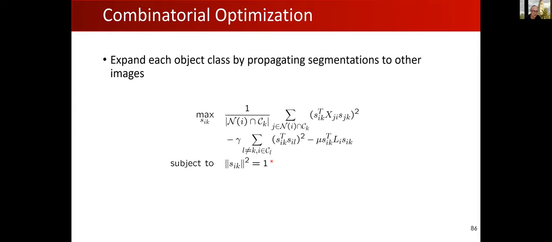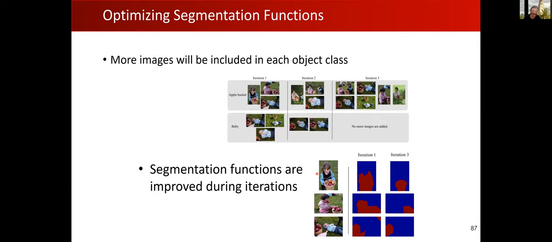This is the combinatorial optimization, where essentially if an image I does not contain class K, but if its neighbors do, then we push the neighbor functions for class K to the image I, combine them, and at the same time try to stay consistent with segmentation cues and the orthogonality condition that I mentioned. So essentially, as the iteration proceeds, each image gains more and more classes, and also the segmentation functions for each class in each image get improved.